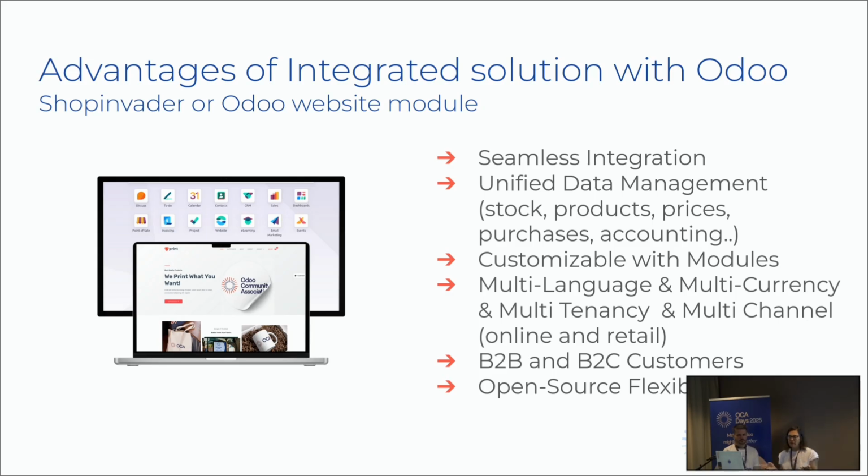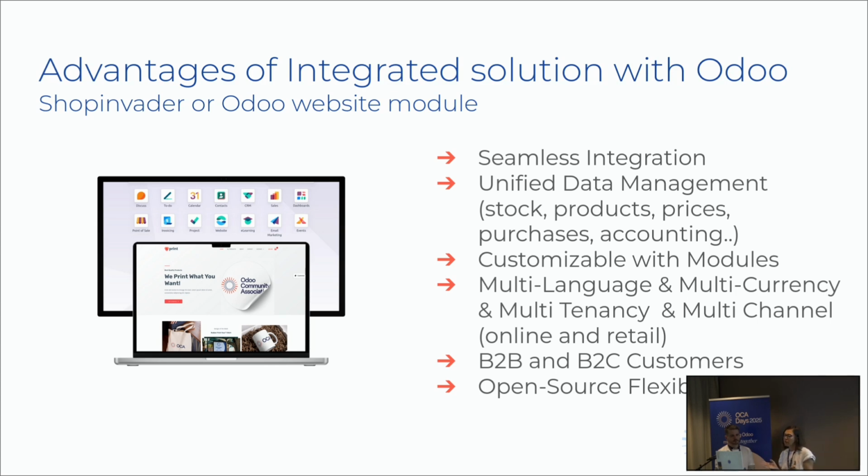And you can sell what we wanted from the beginning. You can sell on the website and also sell in physical stores and, for example, marketplaces. And everything is unified or integrated in Odoo. You can also serve B2B and B2C customers. And of course, this is something that's common to Shopinvader and the Odoo website module.